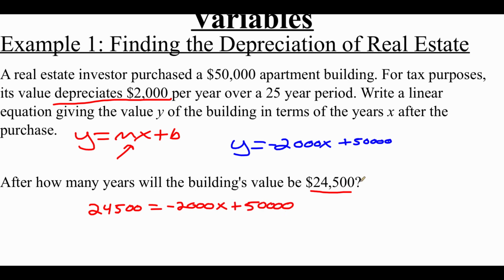So there's our equation with the $24,500 plugged in. Now like I said, we're solving for x, so we're going to try to get that variable alone. The first thing I'm going to do is get rid of this plus 50,000 on the end by subtracting 50,000 from each side of my equation. Now on the left-hand side, if we take 24,500 minus 50,000, we're going to get negative 25,500. And then on the right-hand side, we still have the negative 2,000x.